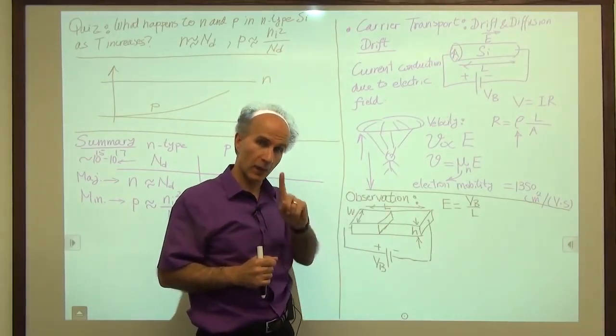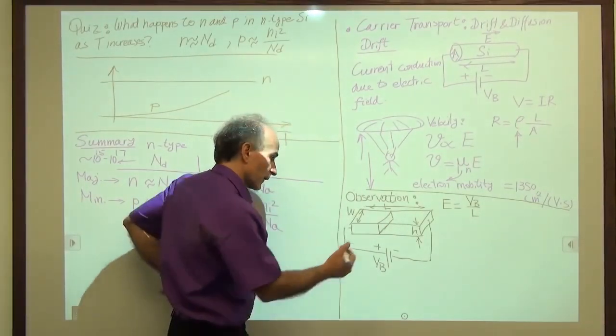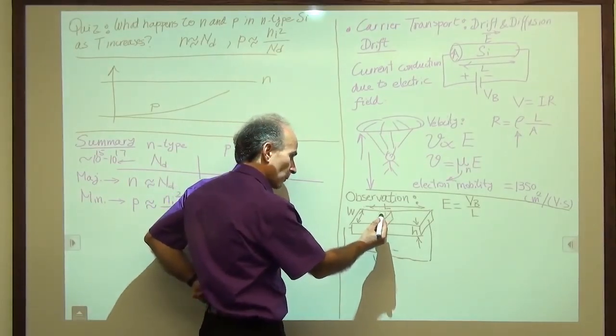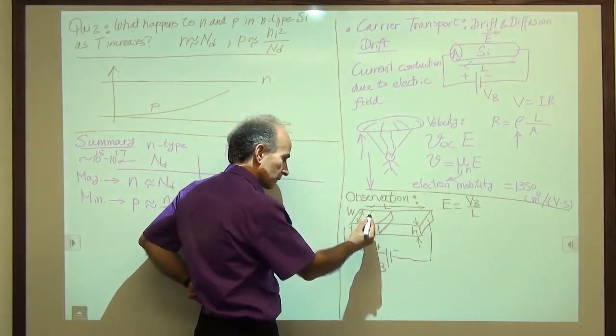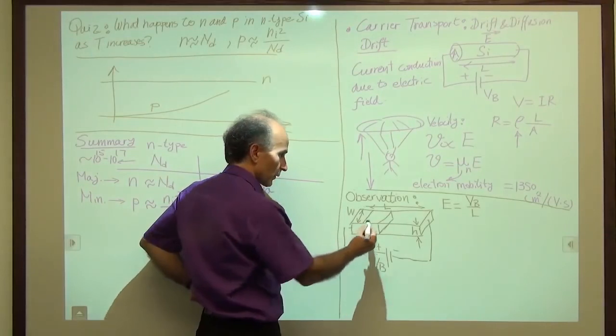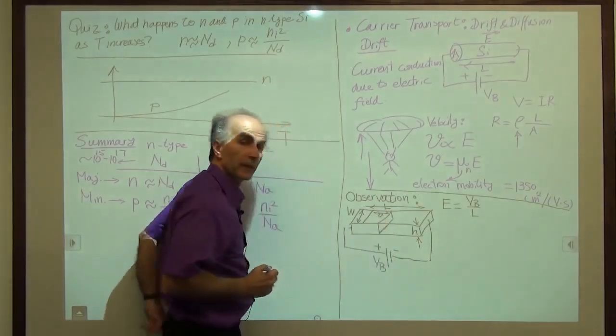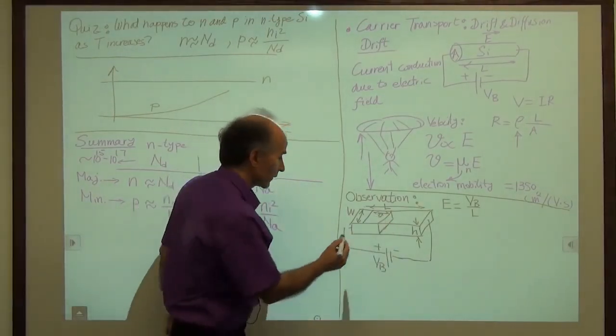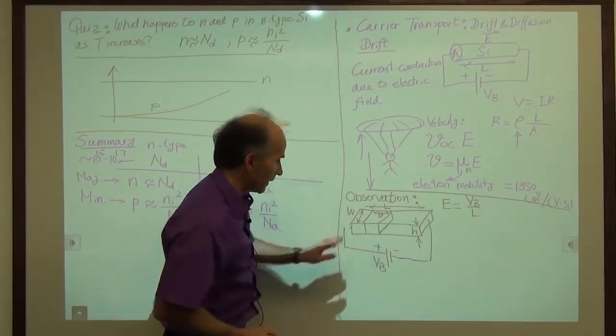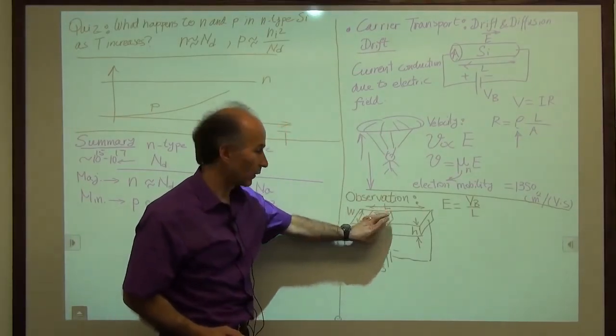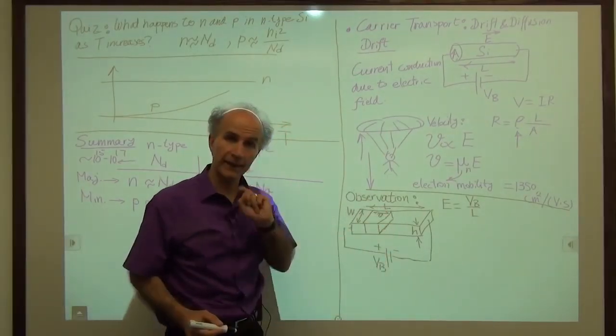V meters in 1 second. So if I start from here and I go back v meters, so this distance is v meters, then all of the charge in this volume will pass this cross-section in 1 second.